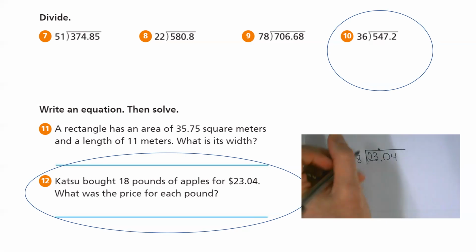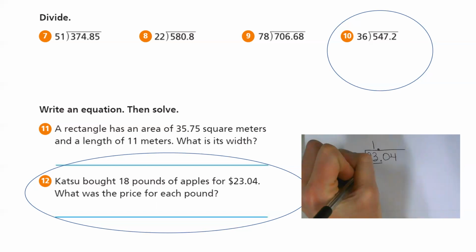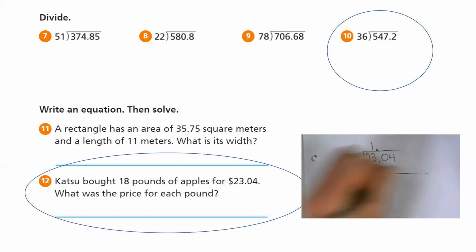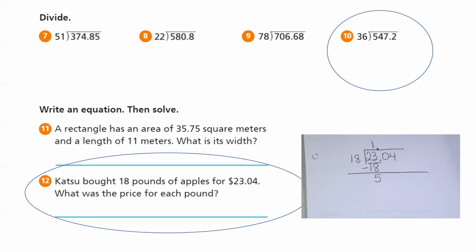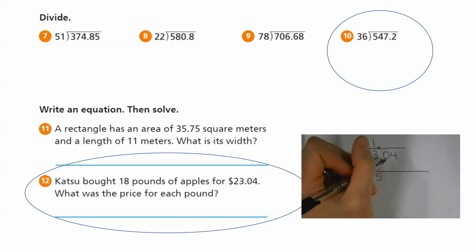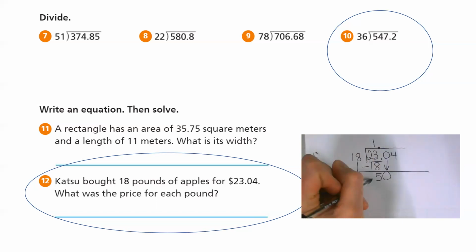How many 18s go into 23? 1, right? What's left over? 5. 5's left over. Before you bring down the 0, you have to make sure your decimal's there. It is. I already did that.